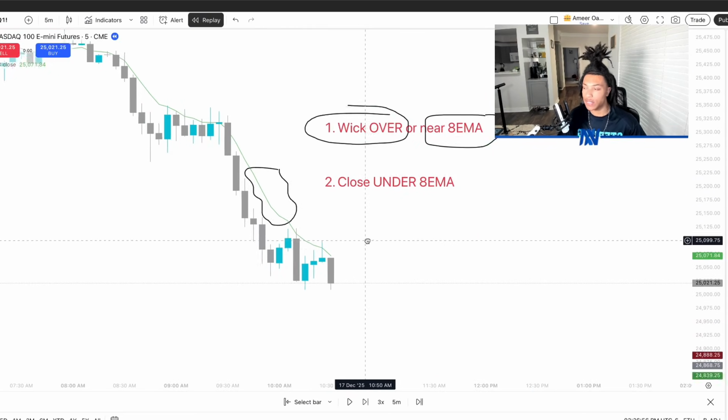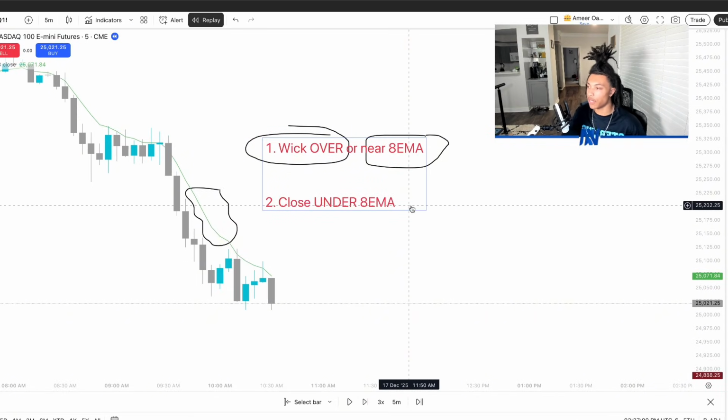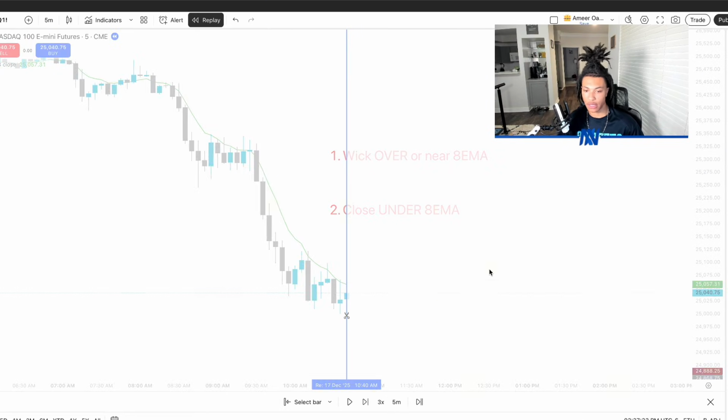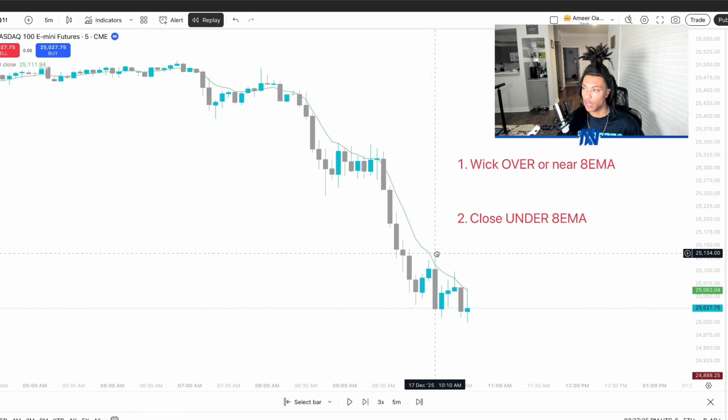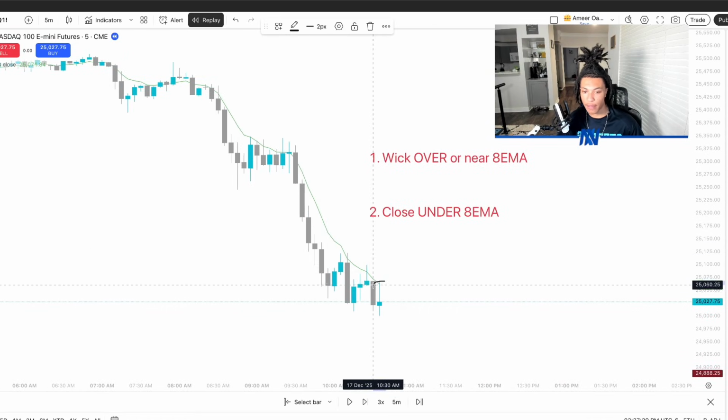And once that happens, we'll get signals that this is a trade we can get in and it's a profitable trade. So let's go ahead and fast forward one candle. Sorry, that's two candles, but let's go back to that one candle. If we go to that one candle, we see that price came to the 8 EMA right here.